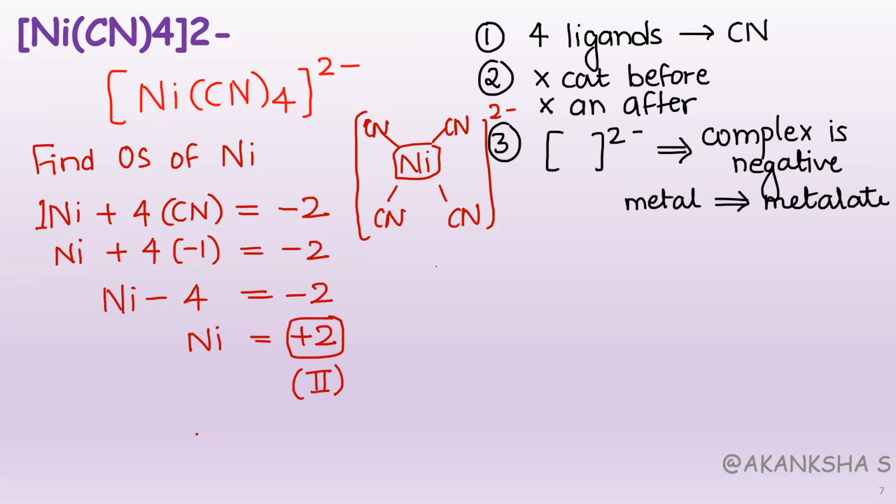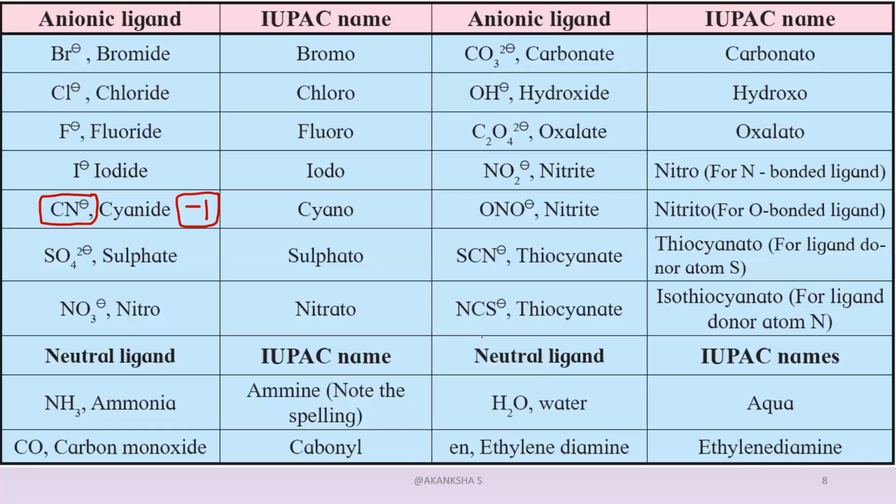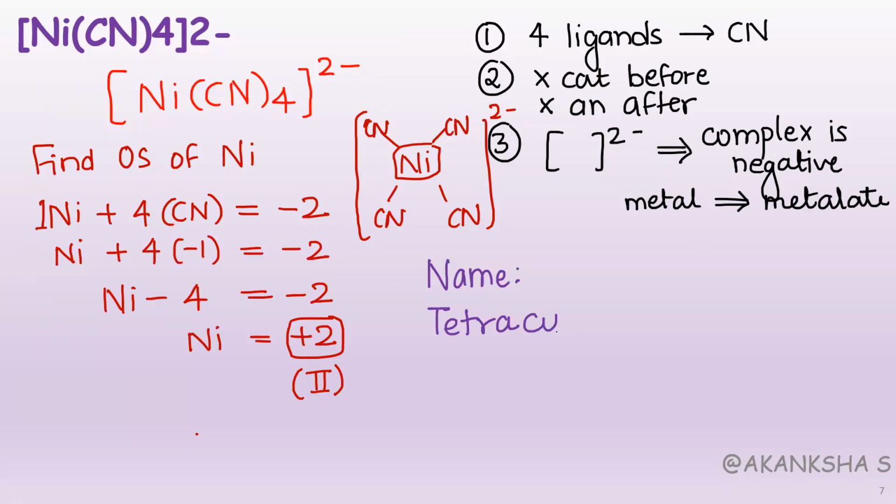Step number 2 is the name of the compound. So what's the rule over here? Anytime you name a compound, you should always prioritize your ligands. So over here we have 4 ligands, meaning tetra. But tetra what? Tetracyano. Then what? We have nickel.